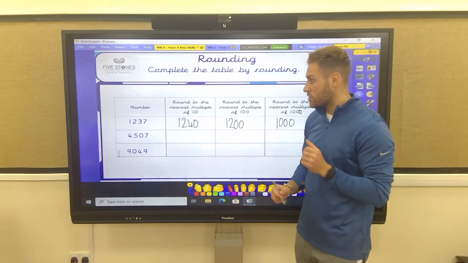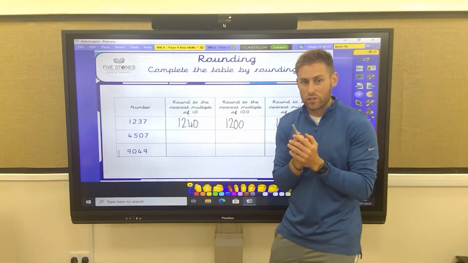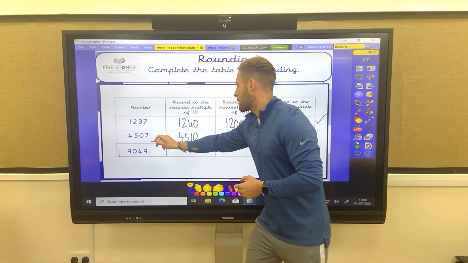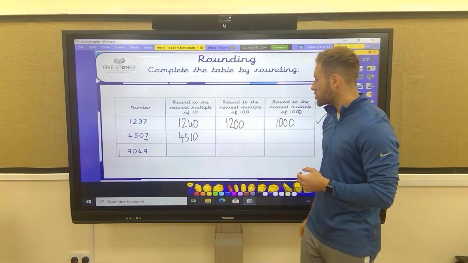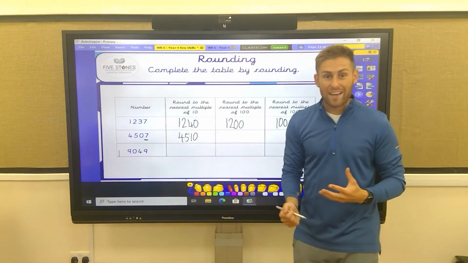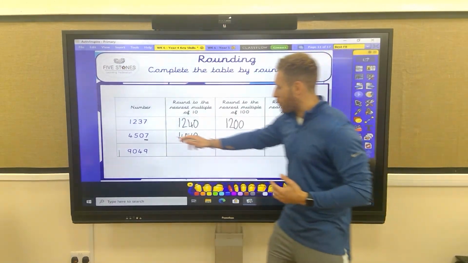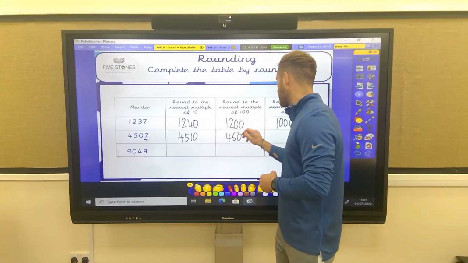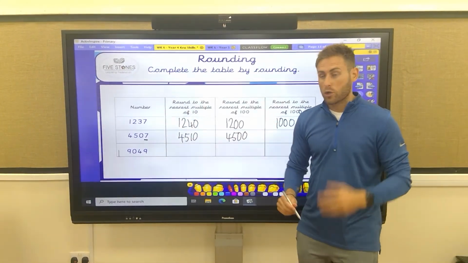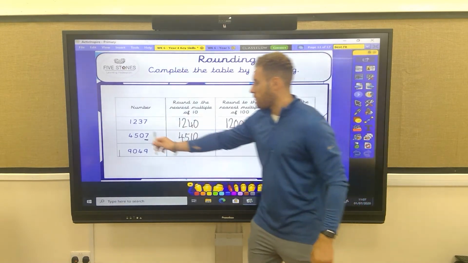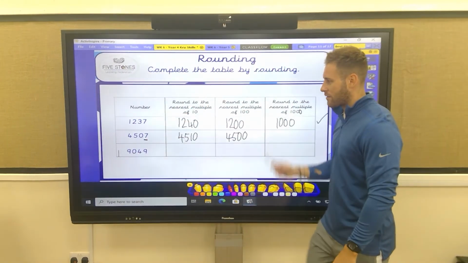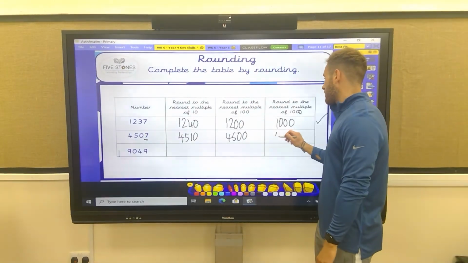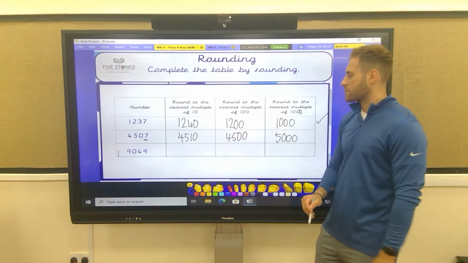4,507, closest multiple of 10 would be either 4,500 or 4,510, and we're actually closest to 4,510 because of that 7. Multiple of 100, we're currently at 4,500, the next one would be 4,600, but we've only got 7 there, we've actually got no 10, so we are certainly a lot closer to 4,500. With multiple of 1,000, we're currently at 4,000, the next multiple would be 5,000, and we're just over the midpoint with 500, so actually we need to round up to 5,000.